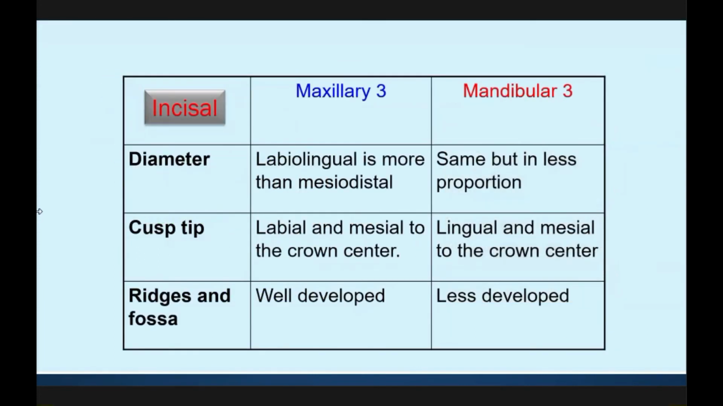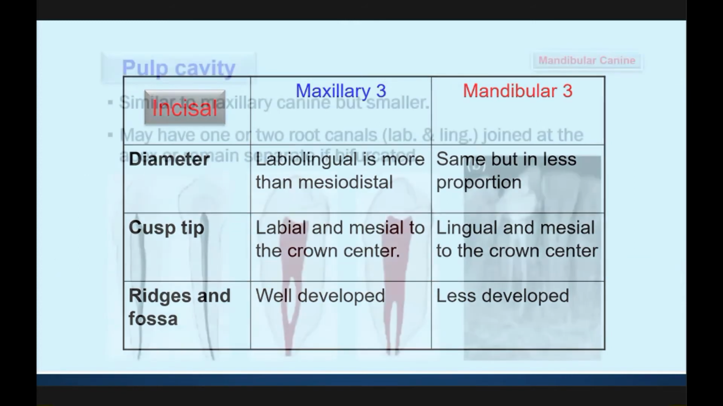So if we go for the comparison of incisal diameter, labiolingual is more than mesiodistal, the same in the mandibular canine, but in less proportion. The cusp tip is labial and mesial to the crown center in the maxillary, and lingual and mesial to the crown center in the mandibular. Okay, and the ridges and fossae are well developed, but in the case of the mandibular canine they are less developed.